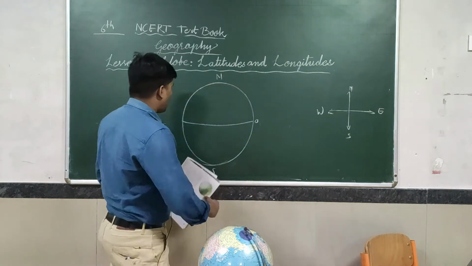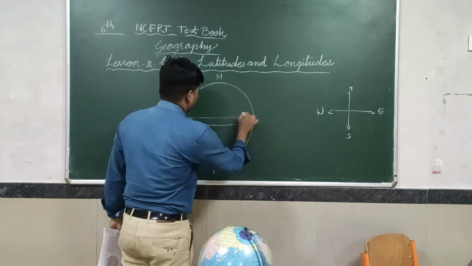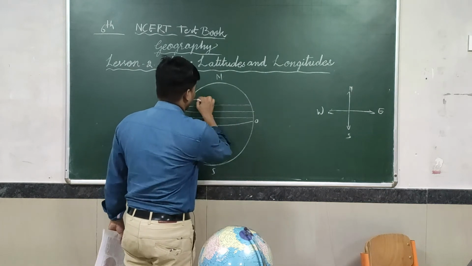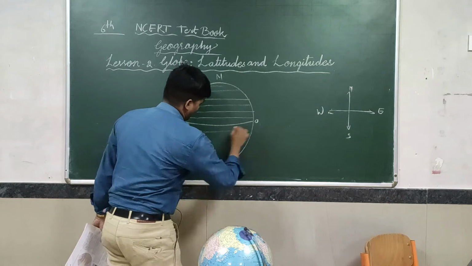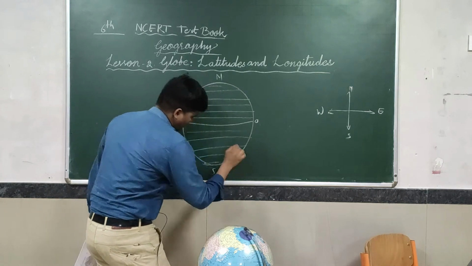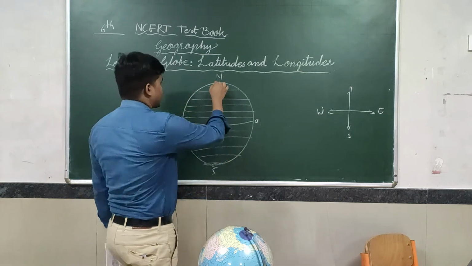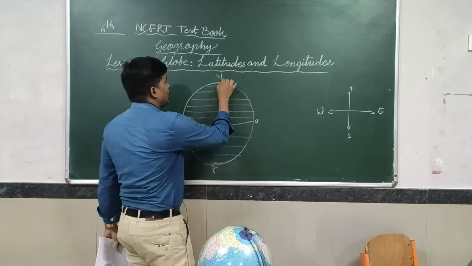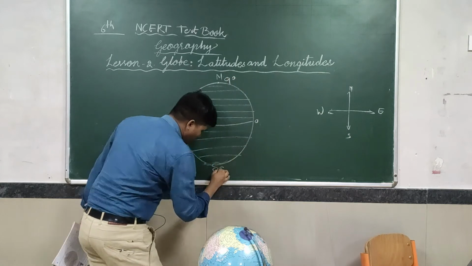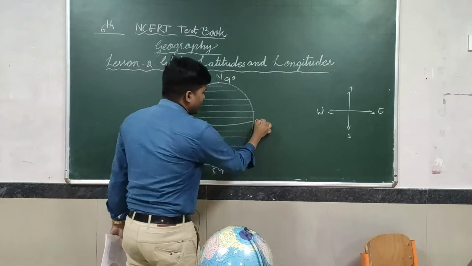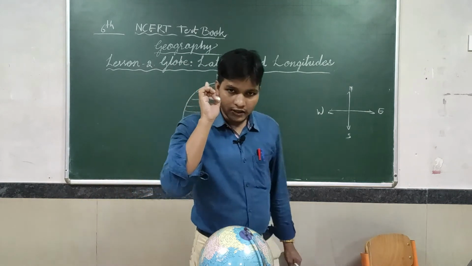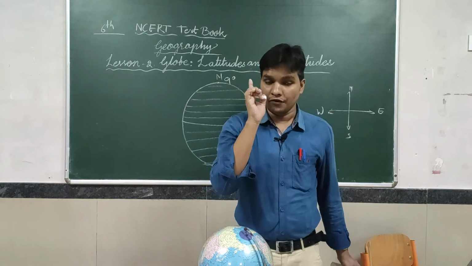So if you go line-wise, when you go in the north direction, toward the North Pole and South Pole, it has 90 degrees and it also has 90 degrees. But here it is only 0 degree. Keep that in your mind.